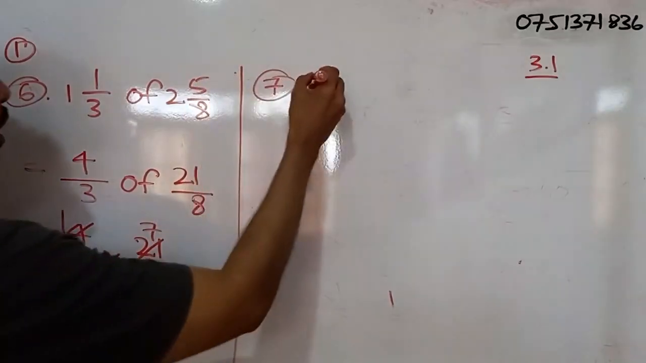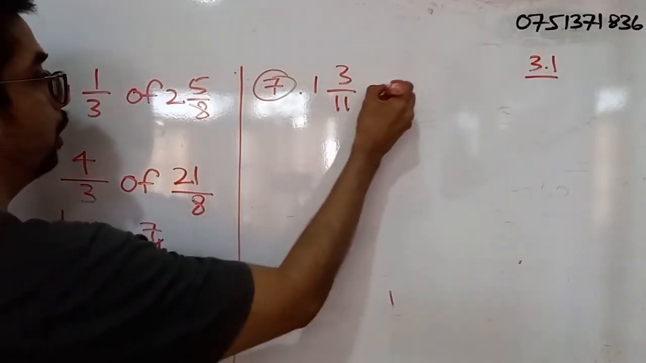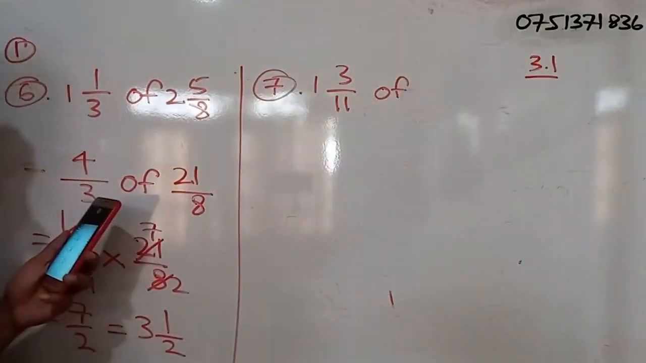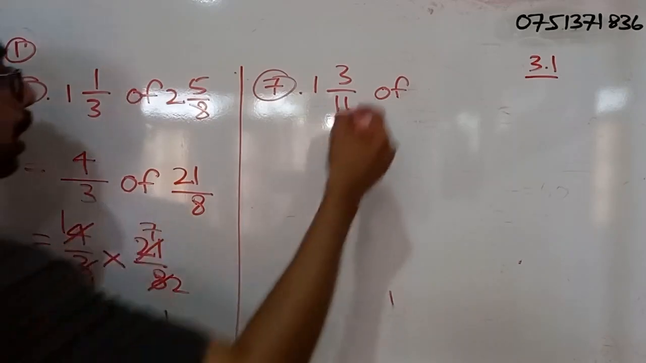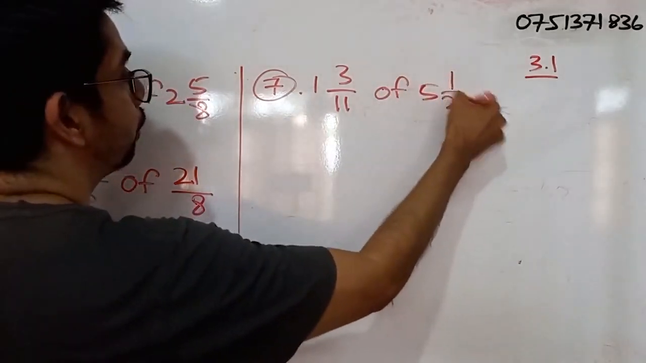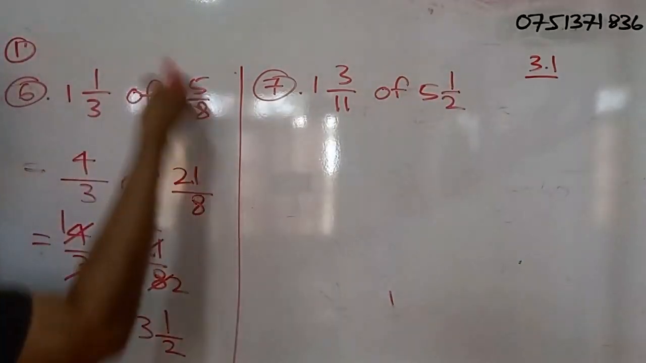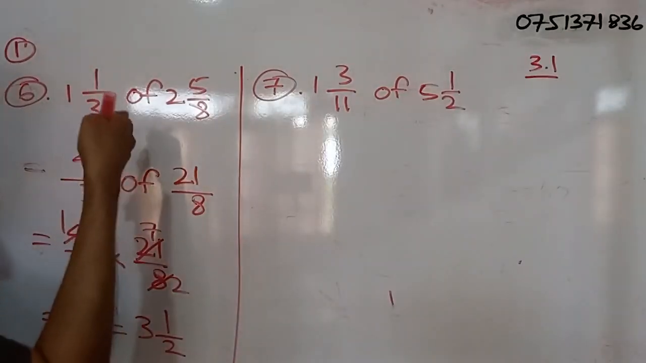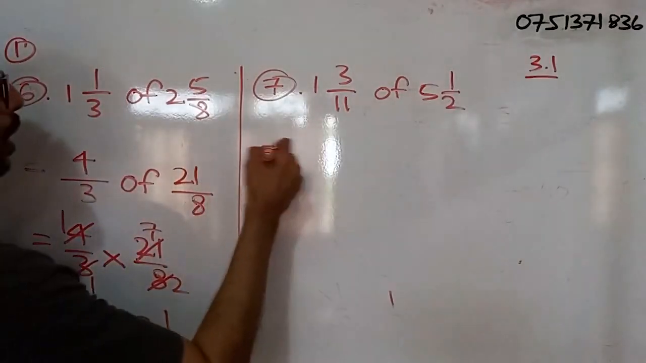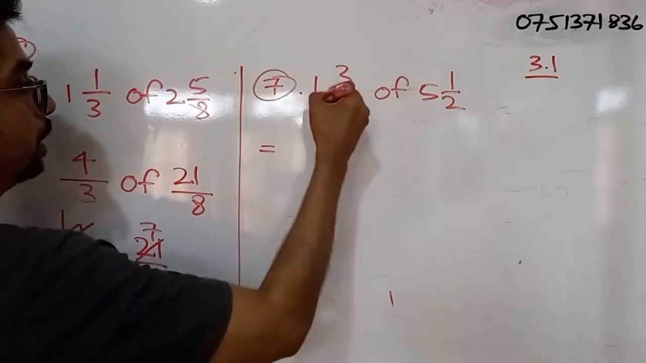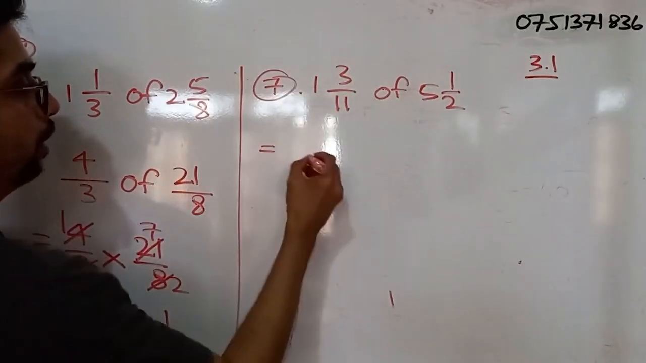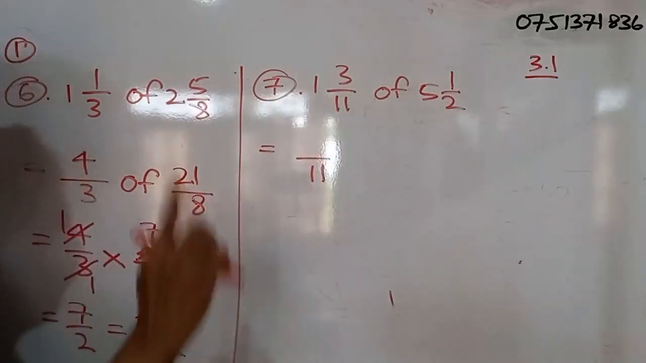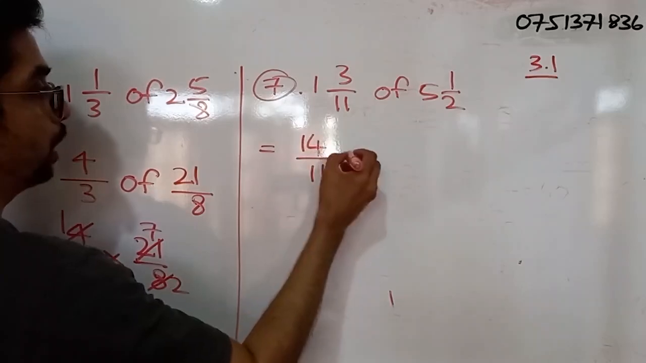So here 1 and 3 by 11 of 5 and a half. So the same process we have to repeat what we did in the previous question, right? If we consider this fraction, the denominator will be 11. 11 times 1 is 11. Add another 3, it becomes 14.